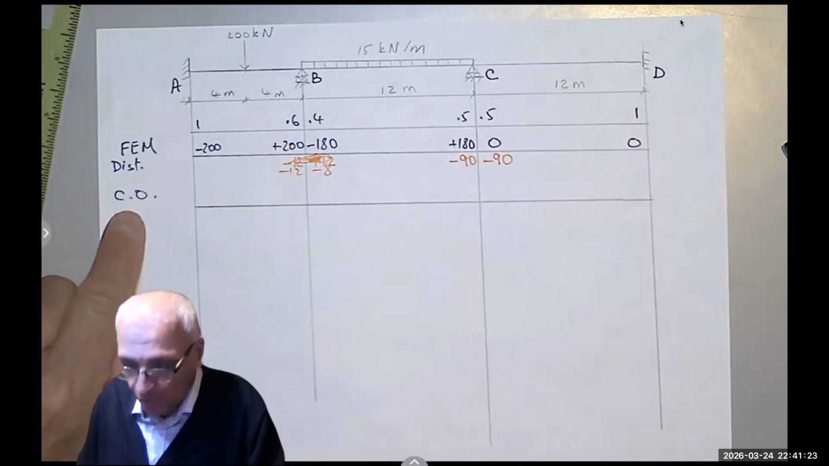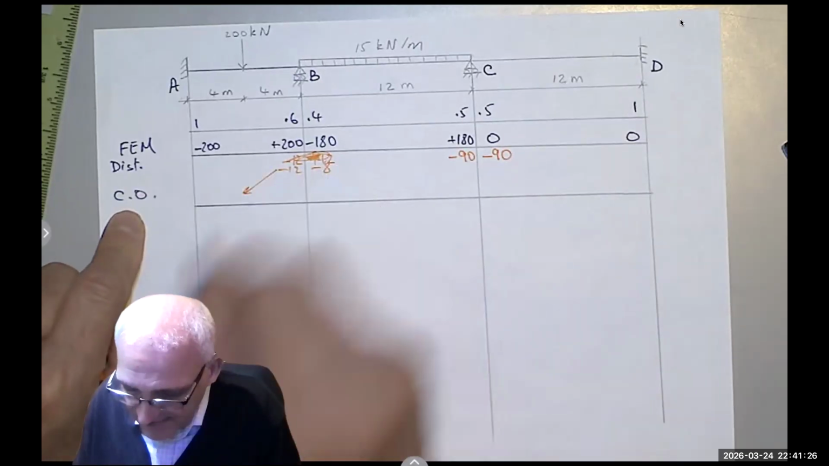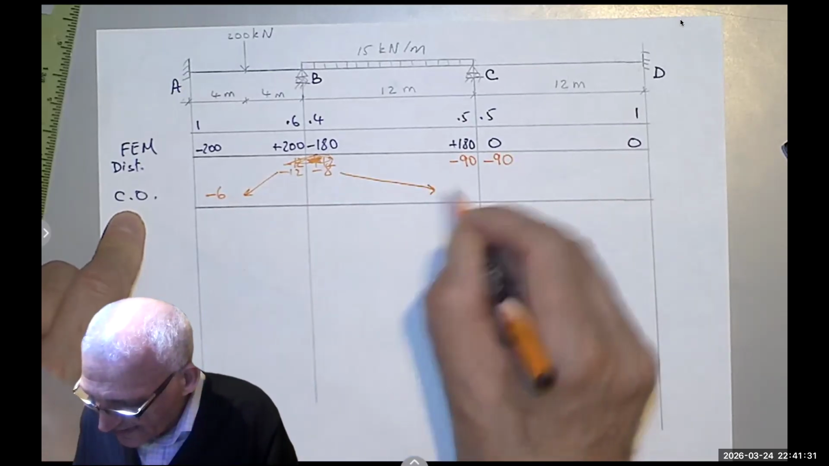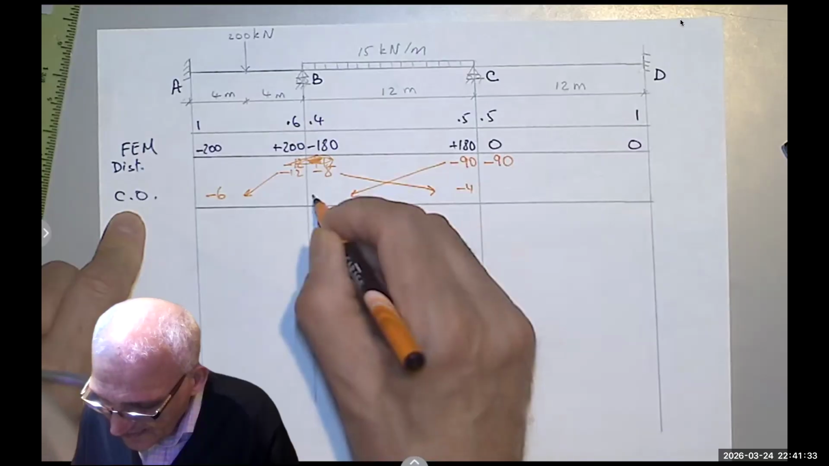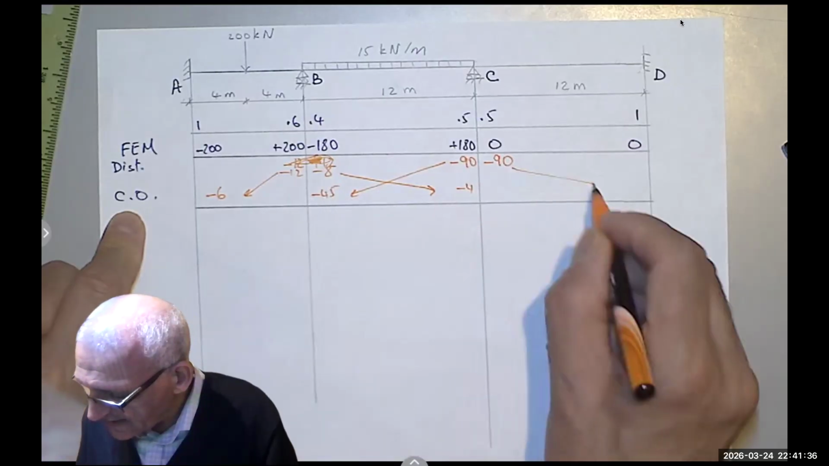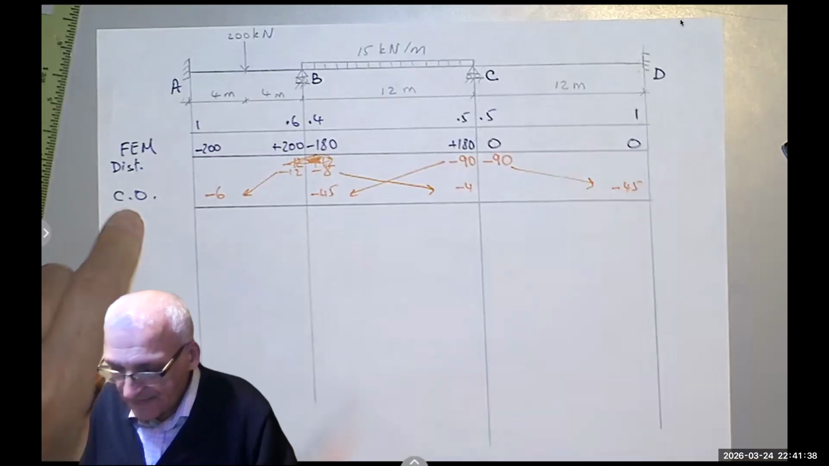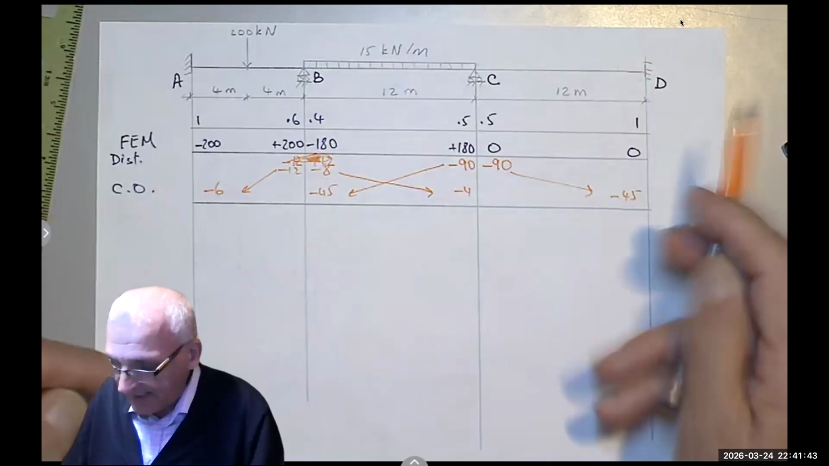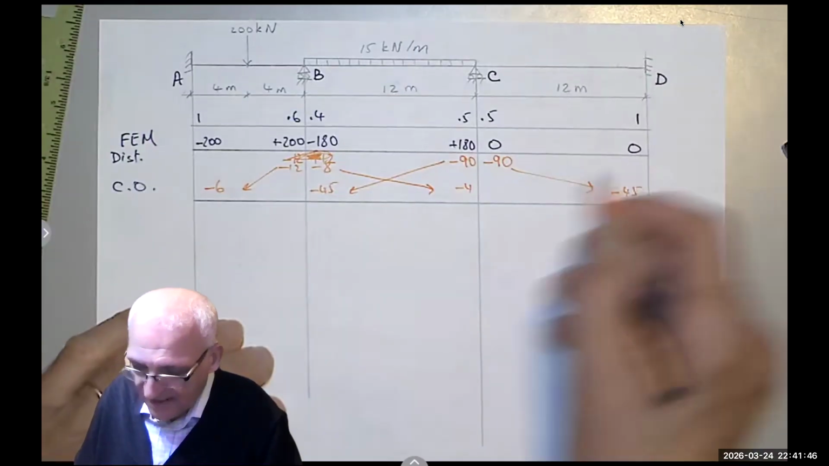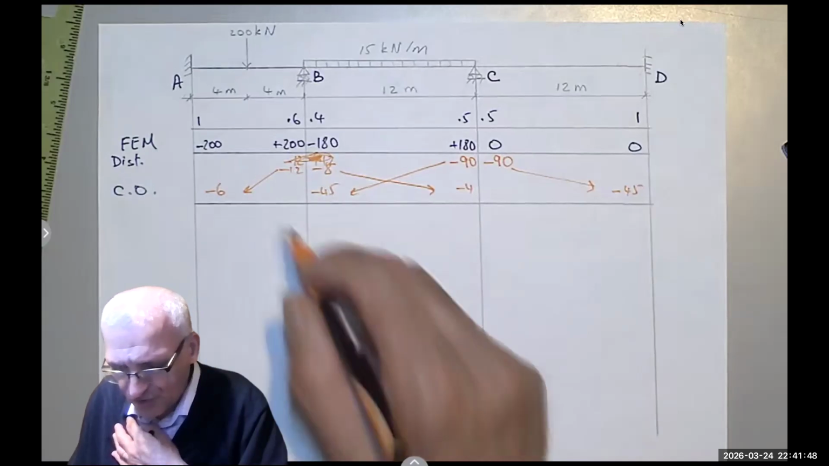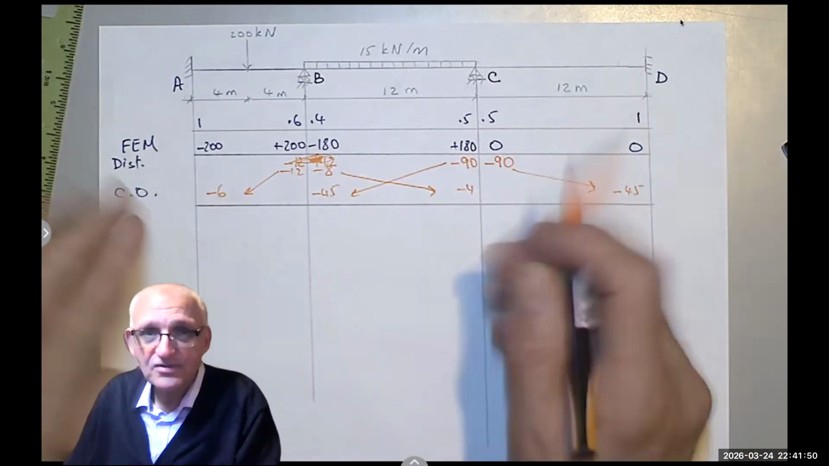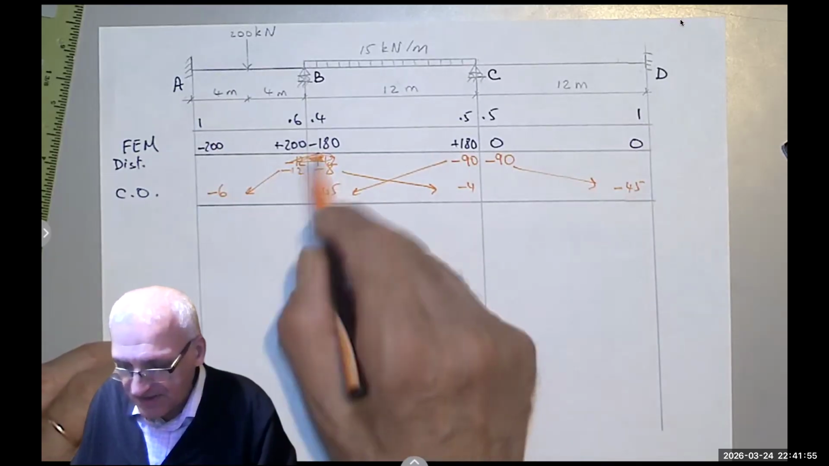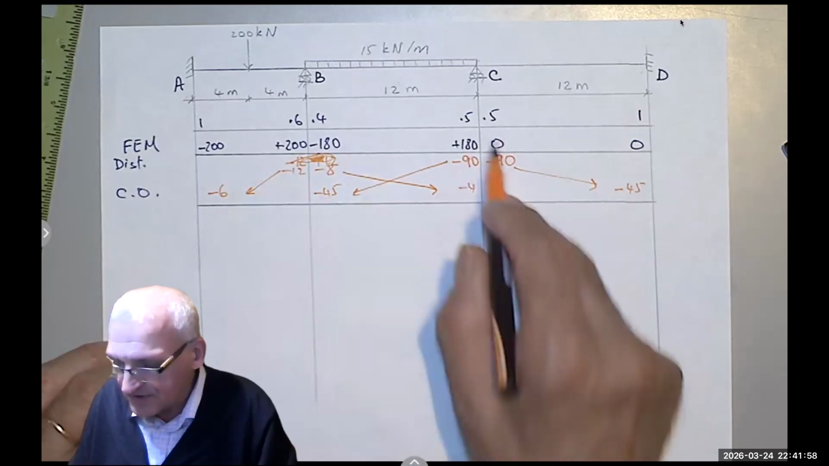As I said, the carryover, you will take half of that will go here. Half of that will go there, and half of that will go there. And finally, half of that will go here. Notice, if I have a fixed support at the end, I'm not going to carry over from those. It's like 100% would stay here, but the differences here are divided 60 and 40. The difference here is 50-50.